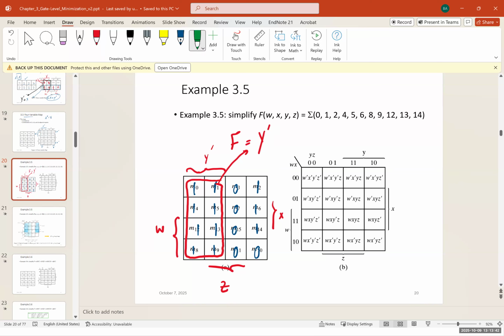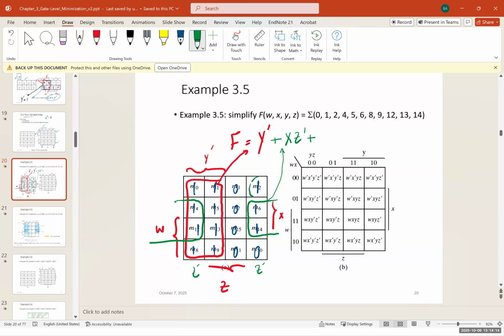And for these two, I want to maximize again the number of ones that I can pair together. So I'm going to pair these 2 ones with these 2 ones. And if I pair them together, I'm going to draw it with green. And this is going to be plus. What are these 4 ones equal to? X, Z prime. Perfect. Thank you. It's going to be x, z prime plus.